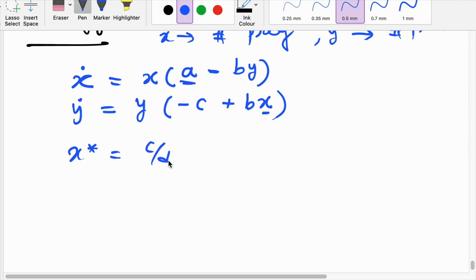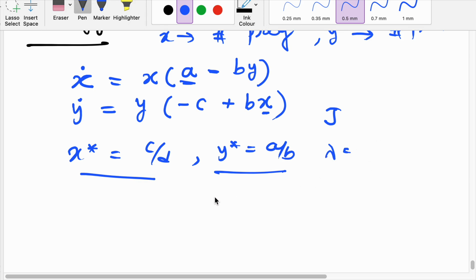So x star will be c by d and y star will be a by b. At this fixed point, if you calculate the Jacobian, you will again find that the corresponding eigenvalues are purely imaginary, so there will be a circular trajectory around this internal fixed point. And if you take the time average of this circular trajectory, you will find that exactly x star, y star comes out. Now this is what he came up with.